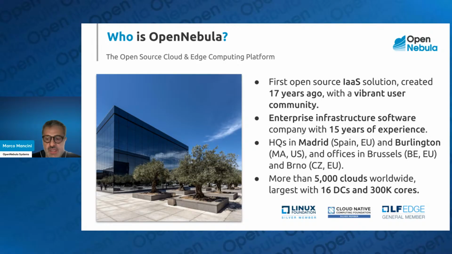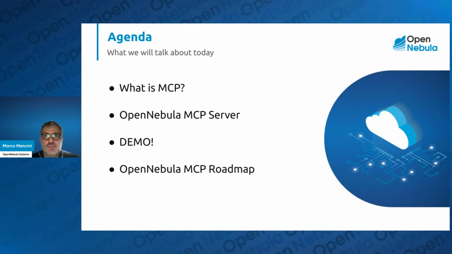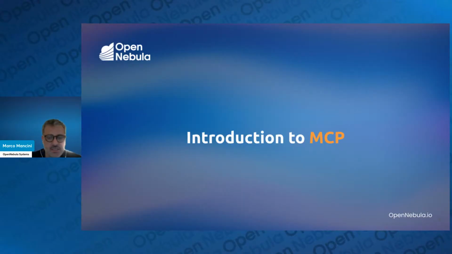So what is the webinar today? Let me go through the agenda. First of all, I will introduce what the MCP, the Model Context Protocol, is. Then my colleague Daniele will talk about how we have implemented and designed the MCP server for OpenNebula. Then we will proceed with a live demo to show how you can use the MCP with OpenNebula. And finally, we will tell you about the roadmap, since we released this recently, and how you can try it and also contribute to this tool that we have developed. Okay, so let me start with the MCP.